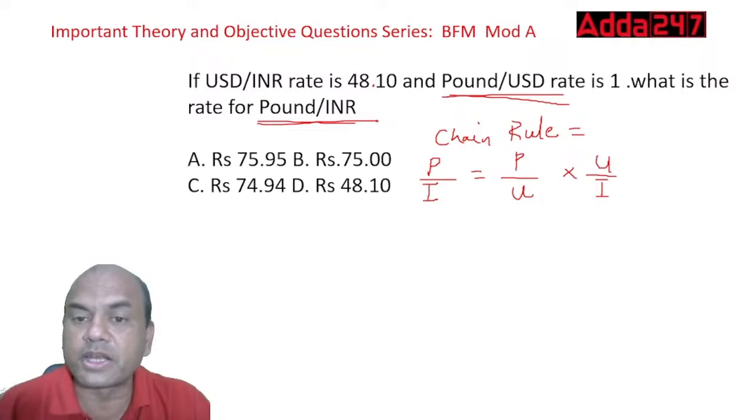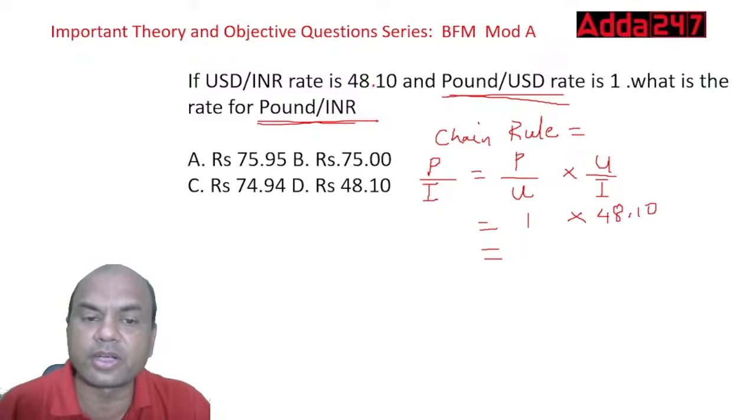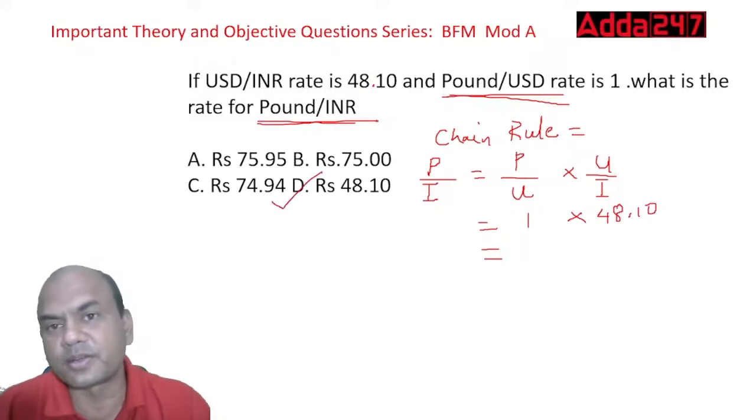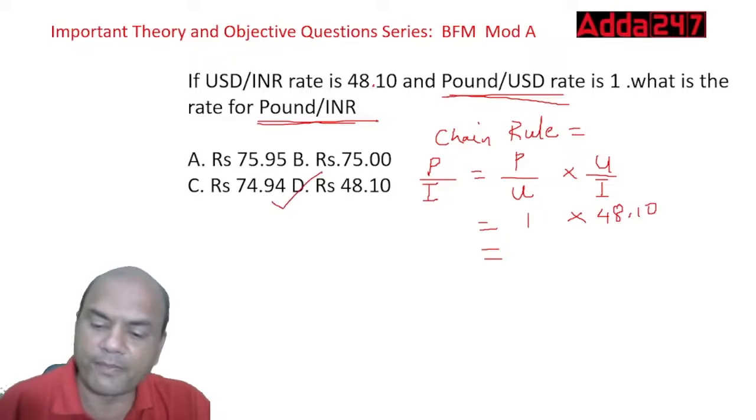So pound to USD rate is 1, so keep it 1 only. USD to INR is 48.10. So your answer will be 1 into 48.10. So D is the answer. Isn't it? Simple one. Next one.